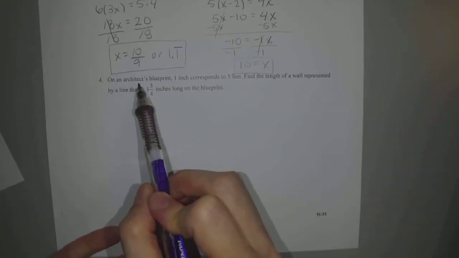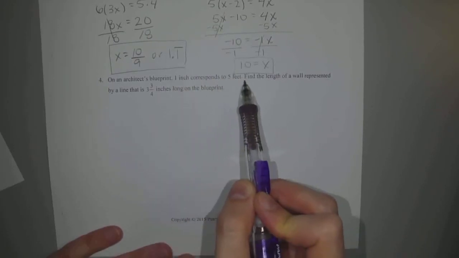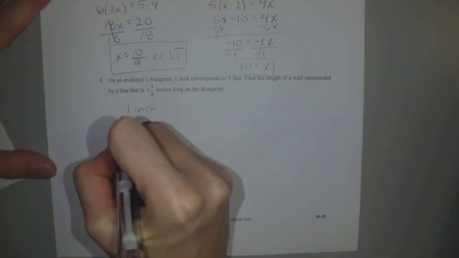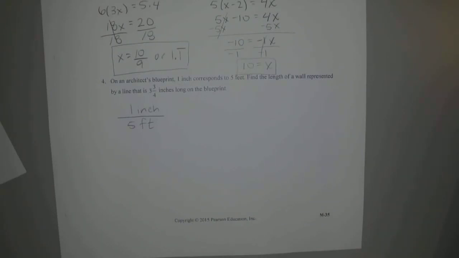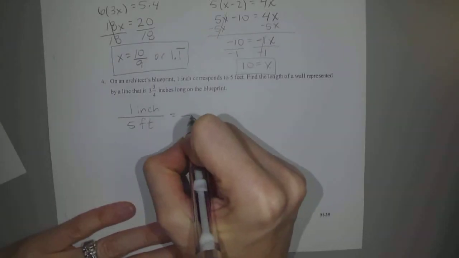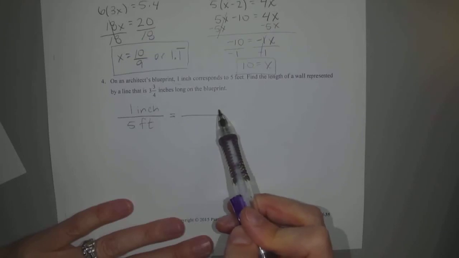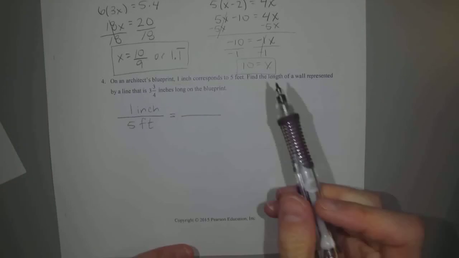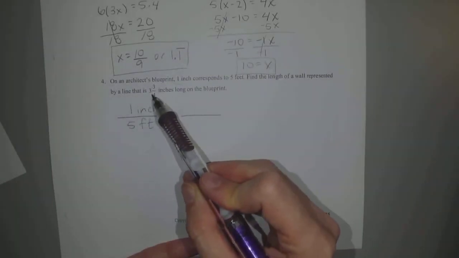So on this one, it says an architect's blueprint, 1 inch corresponds to 5 feet. So guys, right here, I set up my first proportion. 1 inch equals 5 feet. So for every 1 inch, that blueprint is representing 5 feet, okay? So then what we're going to do is set up an equivalent ratio over here, and we have to make sure the units match. We'll have to make sure inches are on top here and feet are on the bottom, depending on what they give us, okay? So it says, find the length of a wall represented by a line that's 3 3/4 inches.